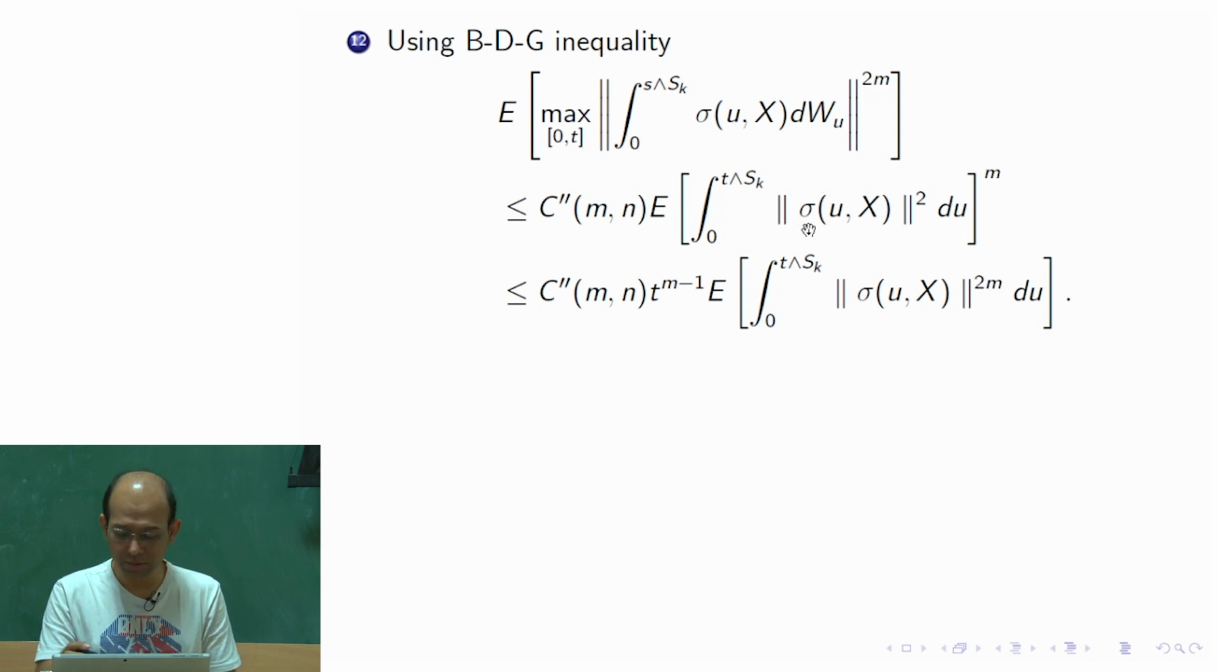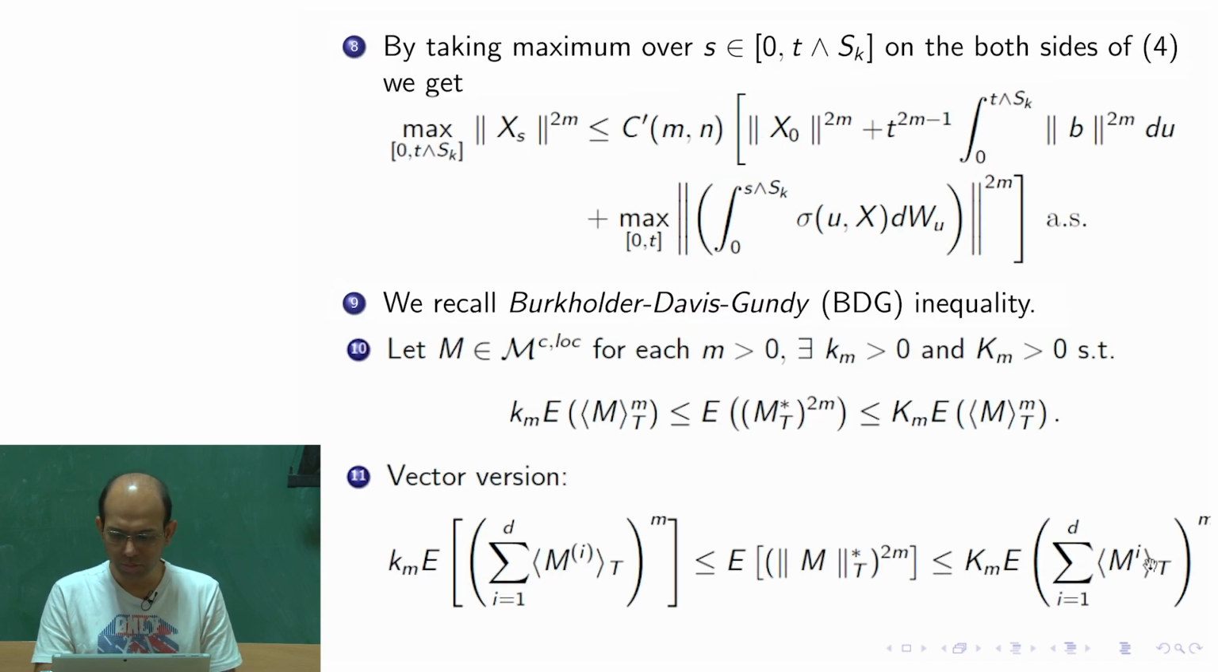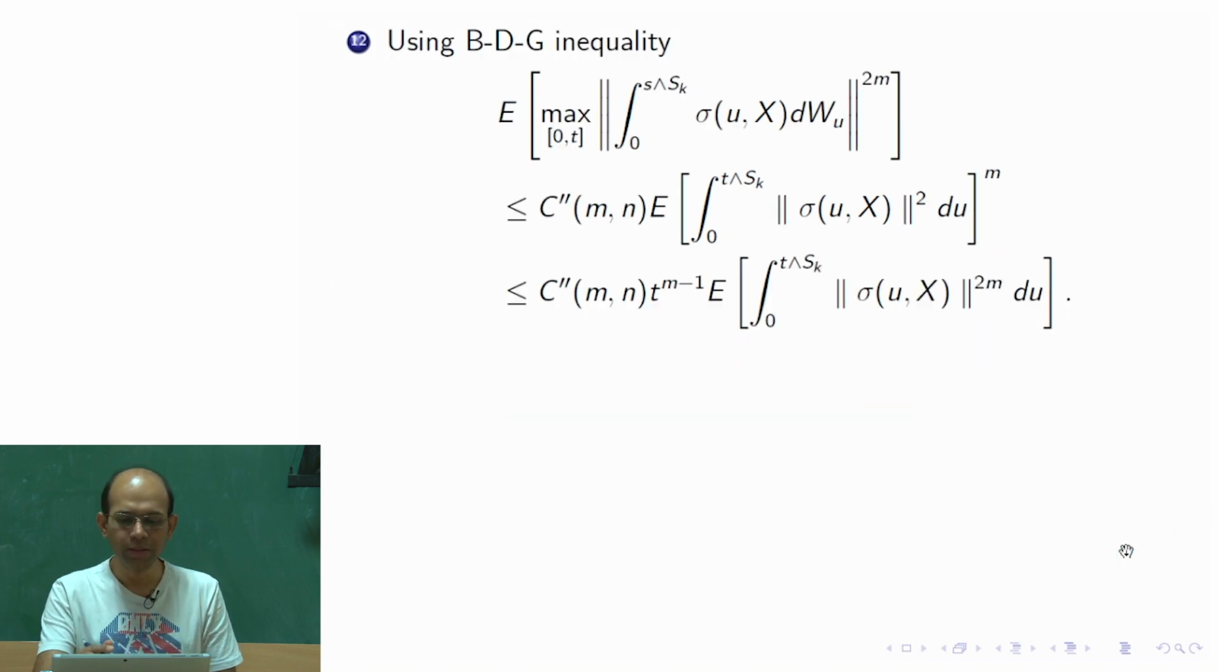How did I get it? Because this is the quadratic variation term, correct. So this term, if I look at it, instead of capital T, if I replace that by s minimum s_k, I would get this term, correct.